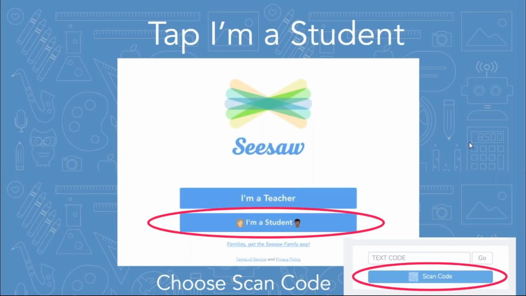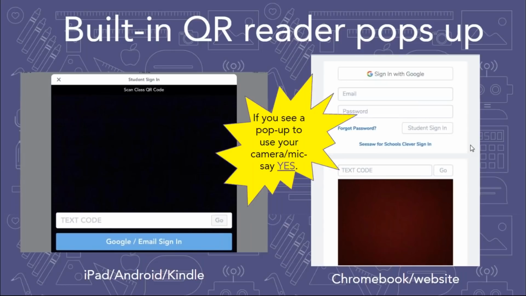No one is entering email or Google login. A built-in QR code reader might pop up, and if you've never used Seesaw on your device and consider this for your classroom as well, then you want to allow camera and microphone access or usage on your device. So you might have a little pop-up that says, do you want to allow camera? Do you want to allow the microphone? You would always want to say yes, yes, yes, because there's some amazing things we can do with Seesaw.